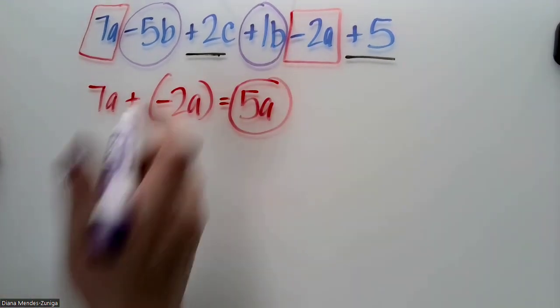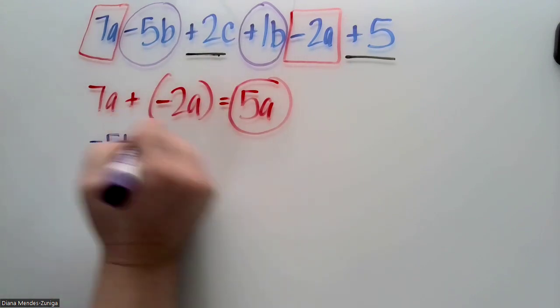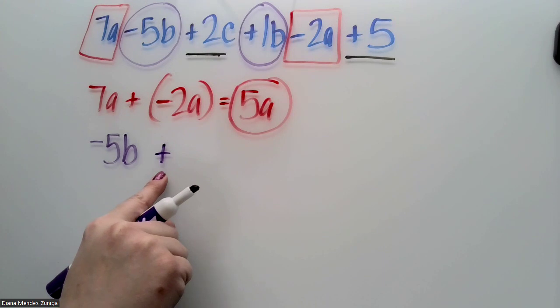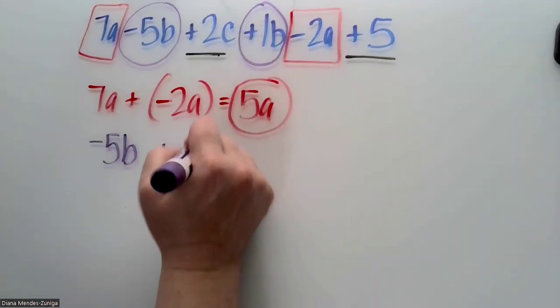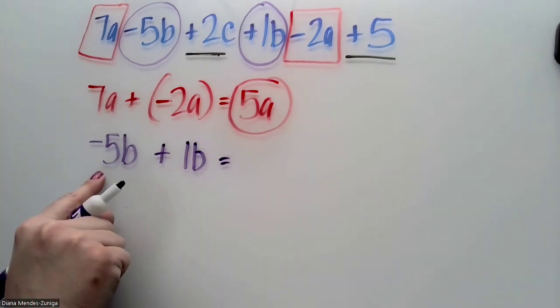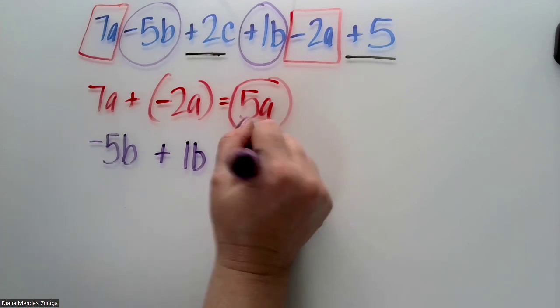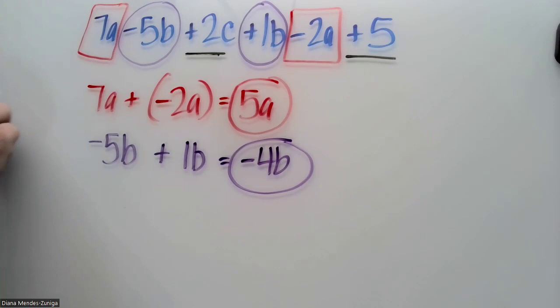Let's work on the next one, and that's going to be our b's over here. Okay, we have a negative 5b. Again, we're always adding. Whether this is positive or negative, we're always going to add. This happens to be a positive, so I can just put my 1b here. Now this would be negative 5 plus 1. That's going to give us a negative 4, and we bring the b over. This is the second part of our answer.